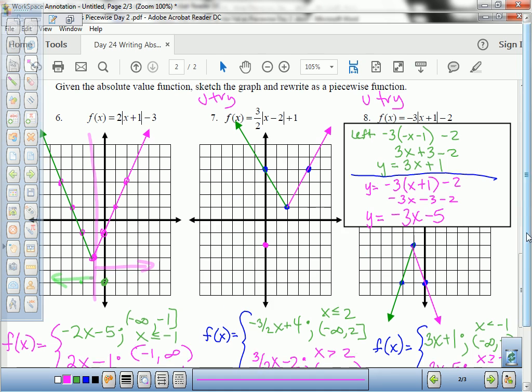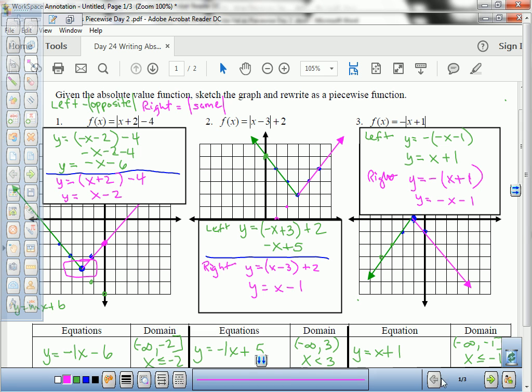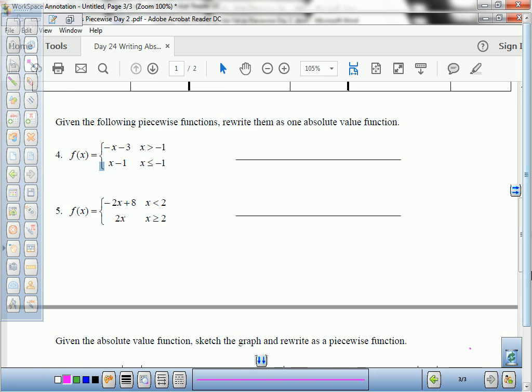The right side was a positive 2x. Is that a positive 2x? The right side was a positive 3/2. Is that a positive 3/2? The right side was a negative 3. Is that a negative 3? Okay, so the right side always tells us how we start. Is it positive? Is it negative?